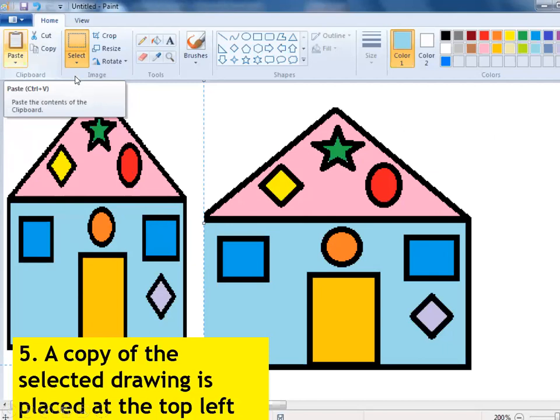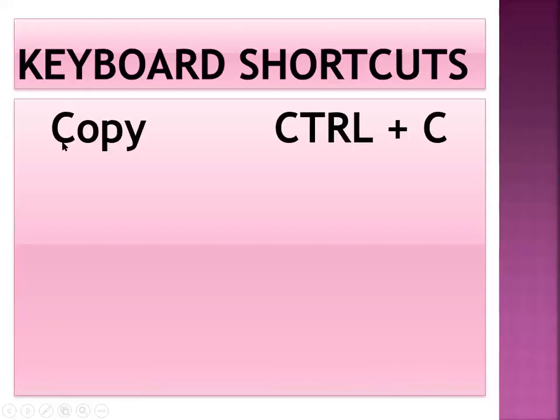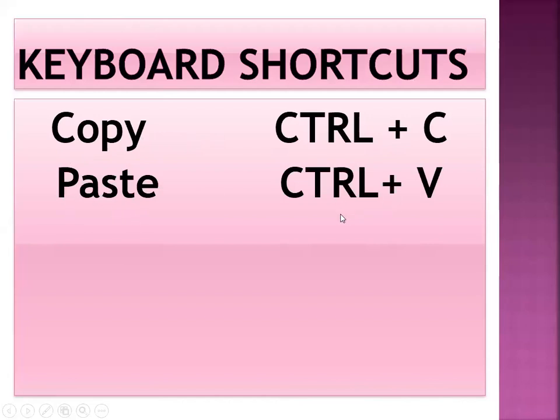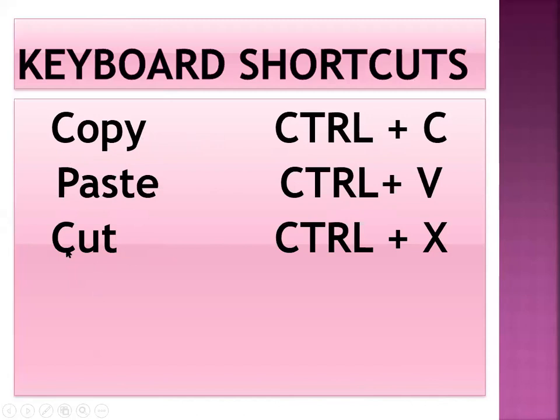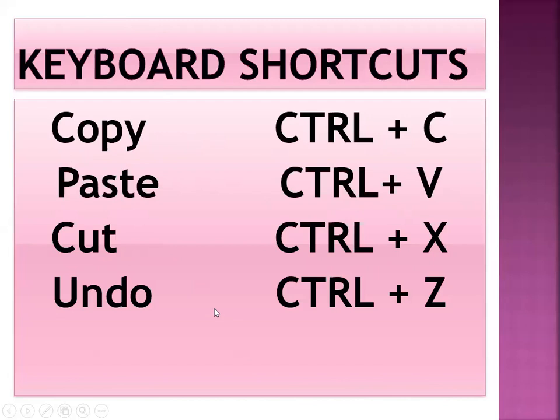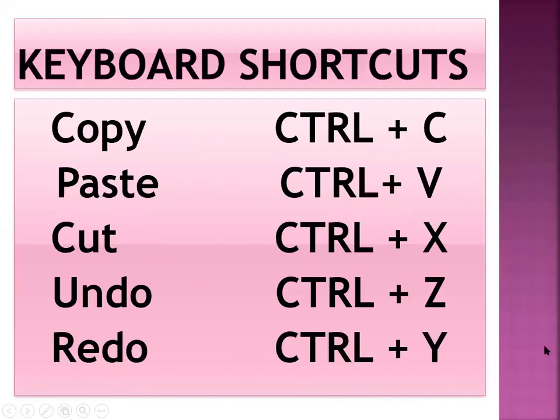Now we learn what the keyboard shortcuts are. Keyboard shortcuts are for copy. So the shortcut key of copy is CTRL plus C, paste is CTRL plus V, the shortcut key of the cut command is CTRL plus X, the shortcut key of the undo command is CTRL plus Z, and the shortcut key of the redo command is CTRL plus Y. These are the keyboard shortcuts. Take a screenshot of this slide.